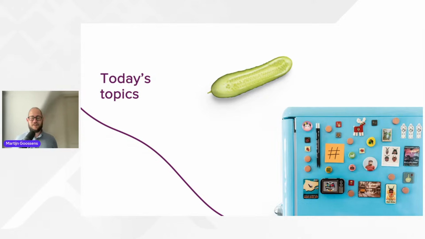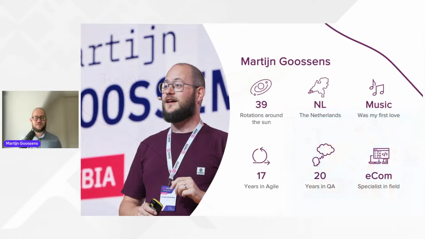But first, a bit about myself. My name is Martijn Goossens. I traveled 39 times around the sun, and that's a pretty cool achievement, I think. I live in the Netherlands, and music was my first love. But, you know, my wife might have caught up with that. I still go to concerts, but my wife, you know, I see her every day. I've been in Agile for 17 years, and I've been in QA for 22 decades already, with a specialism in e-commerce. I've been in different fields, but e-commerce has a close heart to me every time I shop on Amazon or something like that.